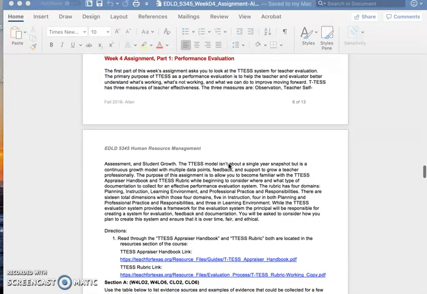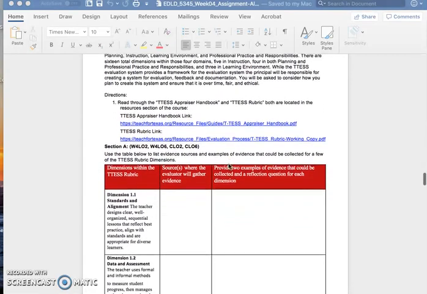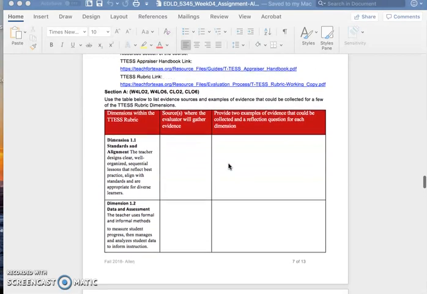Let's look at part 1. Part 1 really looks at the teacher evaluation process. So again, you're going to read or look over the teacher appraiser handbook and the rubric. You do not have to know it word for word. You just need to get some background knowledge on the teacher appraisal process. So that's why we're asking you to look over the teacher handbook. Look at the T-test rubric, and be familiar with some of the language, some of the components, and the things that happen within those 2 documents.